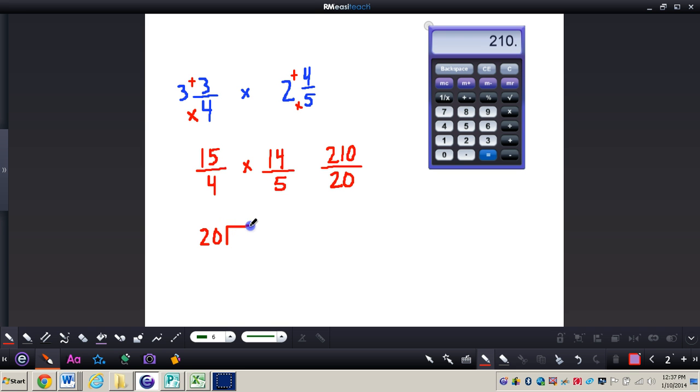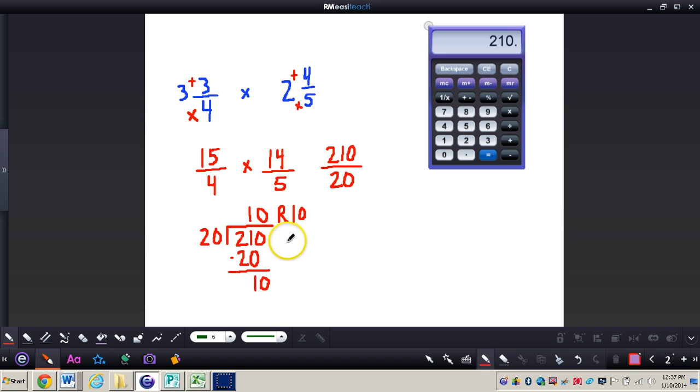So we're going to change this improper fraction into a mixed number. We're going to take that numerator and divide it by the denominator. So I know that 20 goes into 21 one time. 1 times 20 will give me 20. I know that 20 cannot go into 10, so that will be a 0. So it'll be 10 with a remainder of 10. I know I didn't finish it off there, but we can have a remainder of 10.